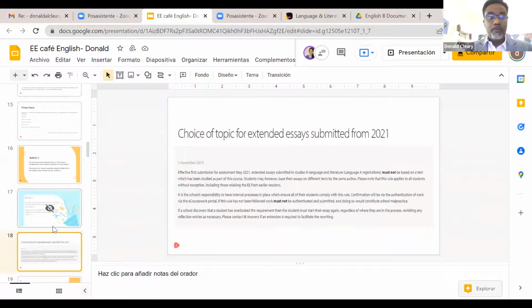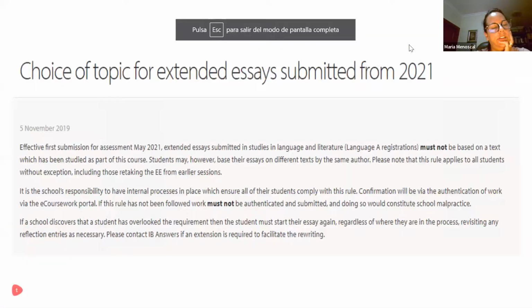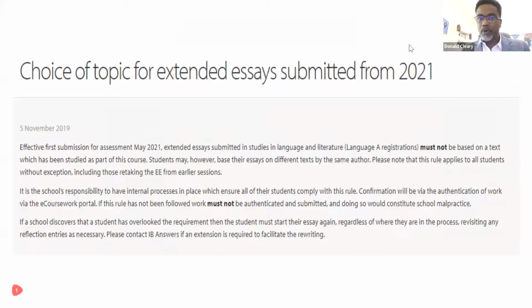Before we do that, sorry, let me share again. I just wanted to raise your attention to what's on screen here. This is the IB's stipulation as of 2019. So starting last year, schools had to comply with this rule. The rule is no double dipping.